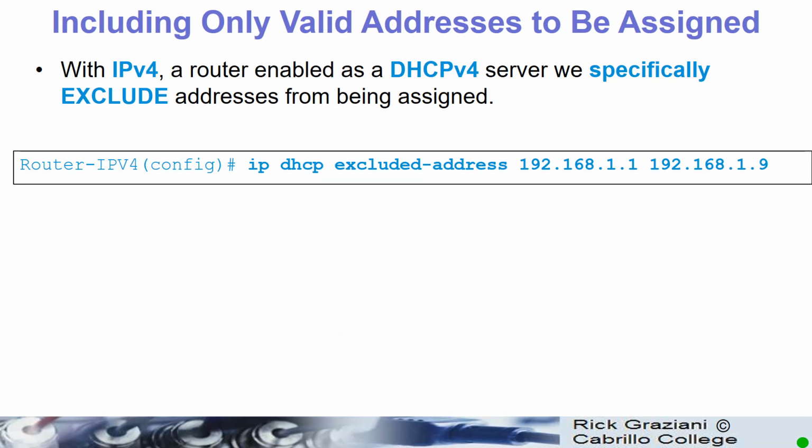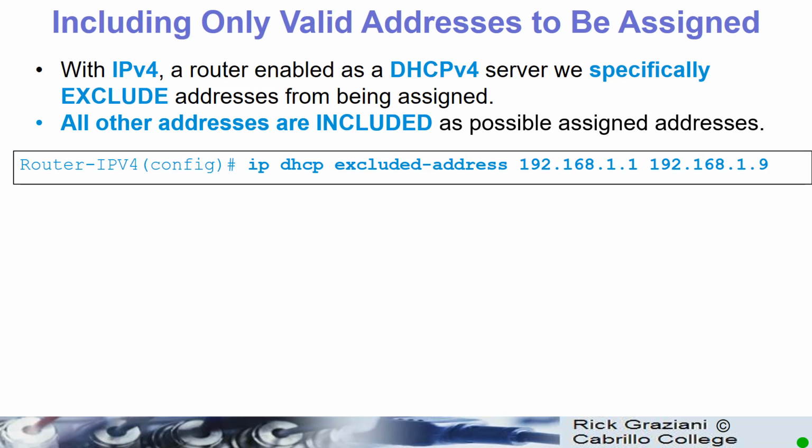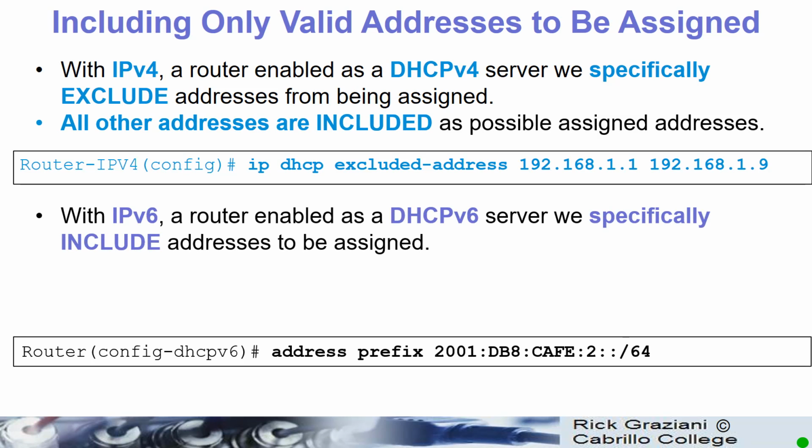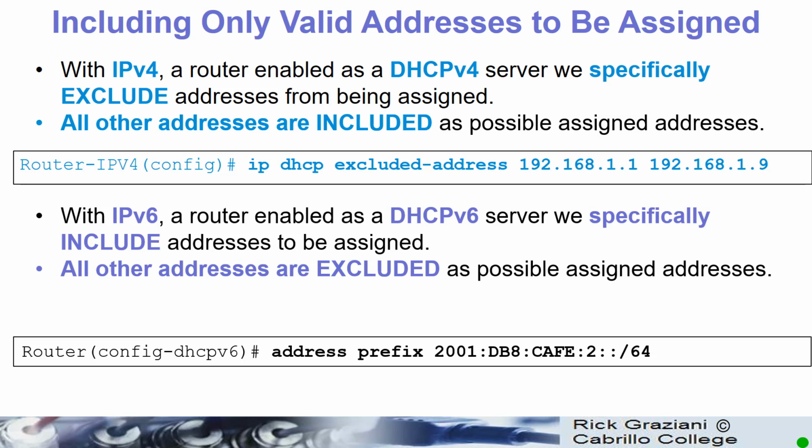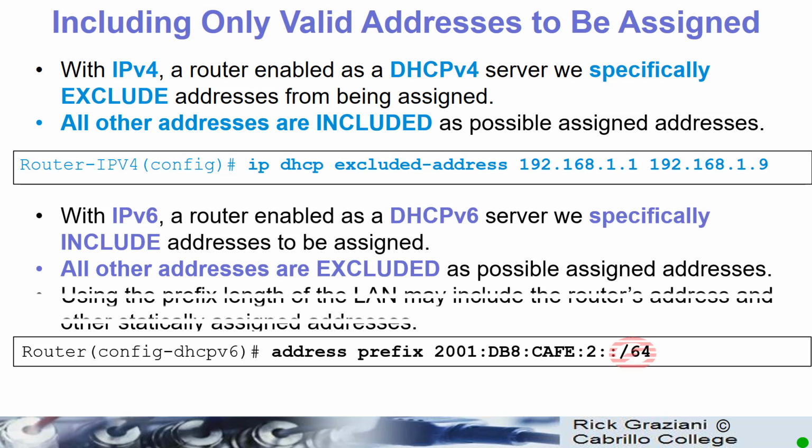You could also do the exclude lists, so including only valid addresses to be assigned. With IPv4, when you did DHCP, you had to specify excluded addresses. All other addresses are included. With IPv6, a router enabled as a DHCP server will specifically include addresses to be assigned. All other addresses will be excluded. Using the prefix length of the LAN, the router address and other statically assigned addresses will be excluded.